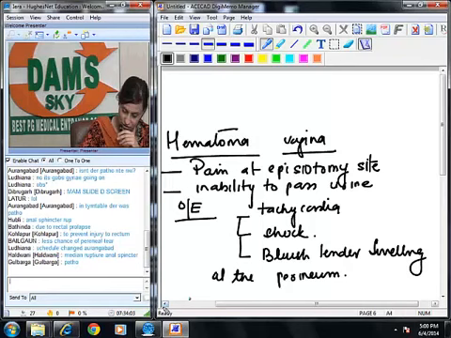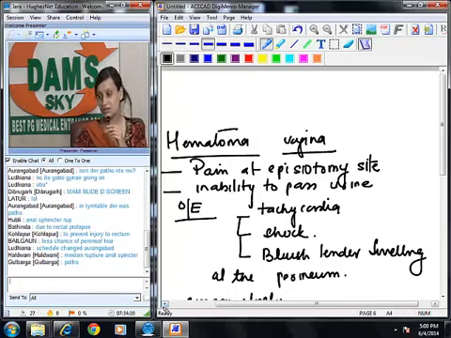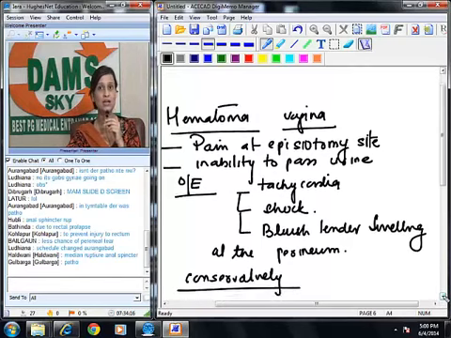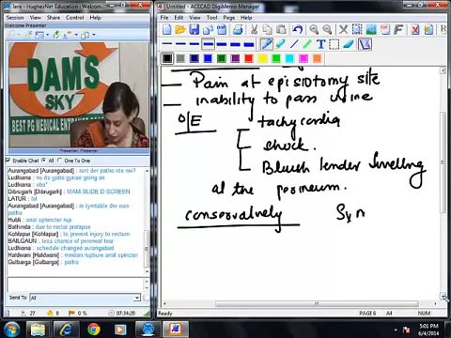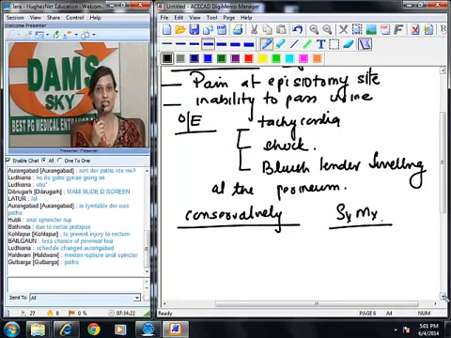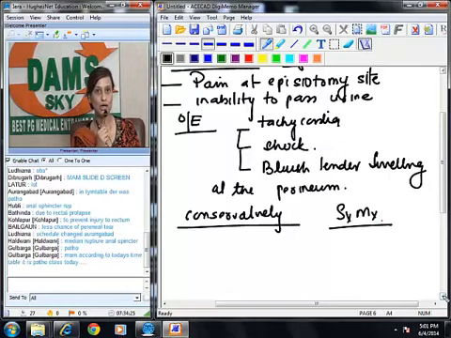Most hematomas are managed conservatively, right? Now since most of them are managed conservatively, you must know what the indications for surgical management are.